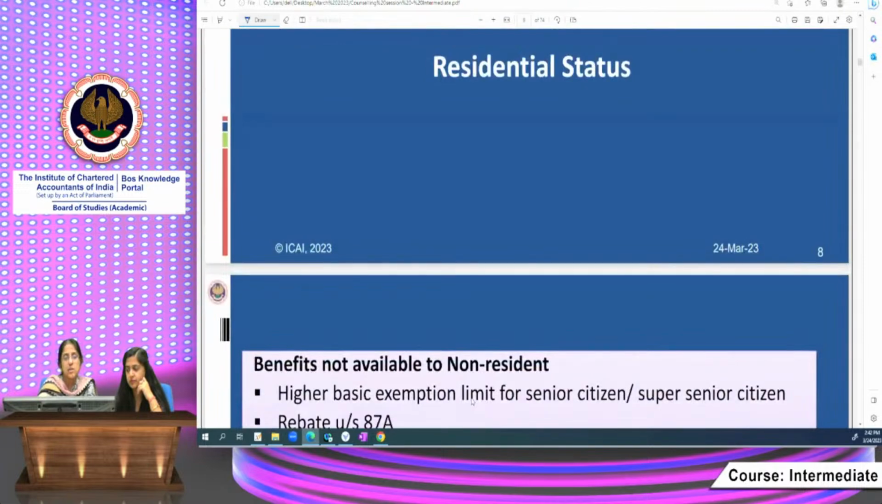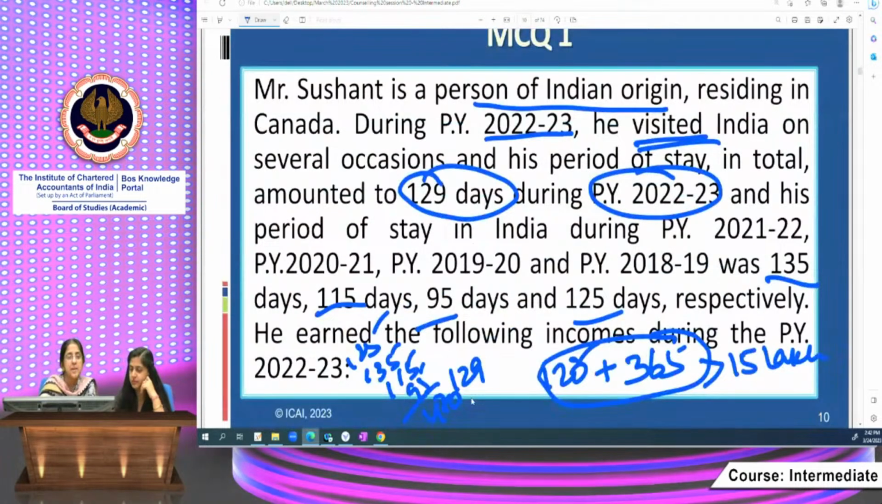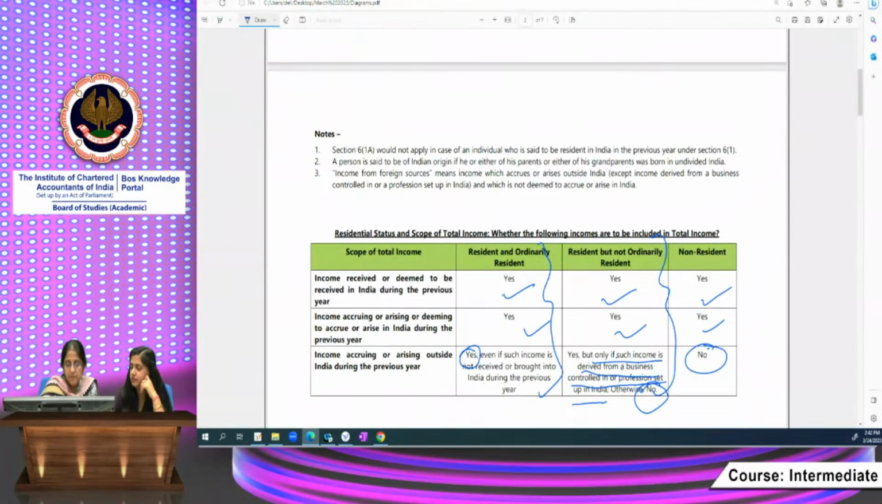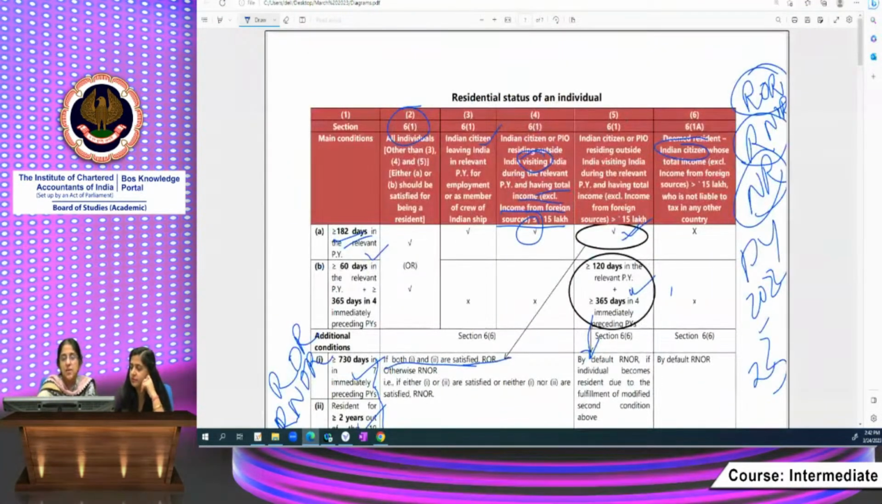If you go to the, that is in a different document. Take care. See, if you see the diagram, only if the income is greater than 15 lakh, then both the conditions would be relevant: 182 or 120 plus 365. If the income is lesser than 15 lakh, then only the 182 days condition has to be satisfied.